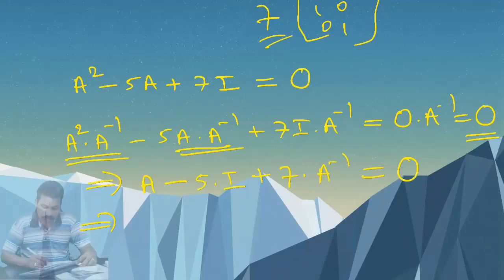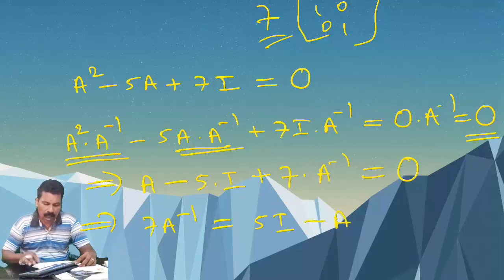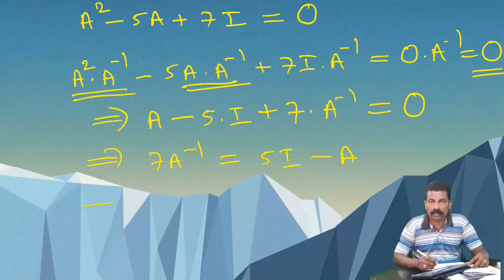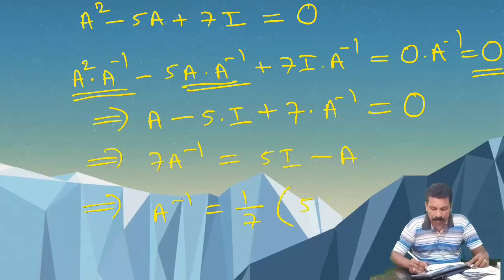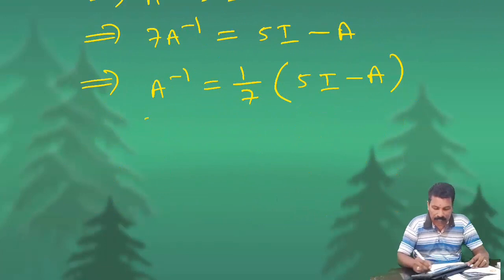Now you can see that is 7A inverse. You keep this side and you take 5I minus A to that side. And this equation yields us A inverse is equal to 1 by 7 times 5I minus A. So you can see A inverse is given by this equation.